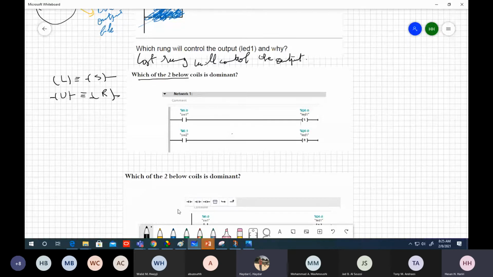Let's see if the question is correct to write it this way. They said, which of the two below coil is dominant? So that means the answer should be, is it rank 1 or rank 2, if you wish. Is it the set coil or the reset coil that will be dominant? So I expect from you an answer saying the set coil will be dominant, or the reset coil will be dominant. That's the reset. Okay.